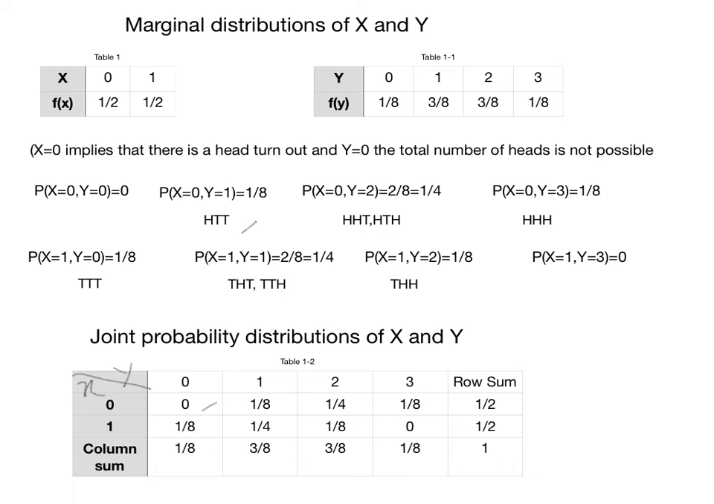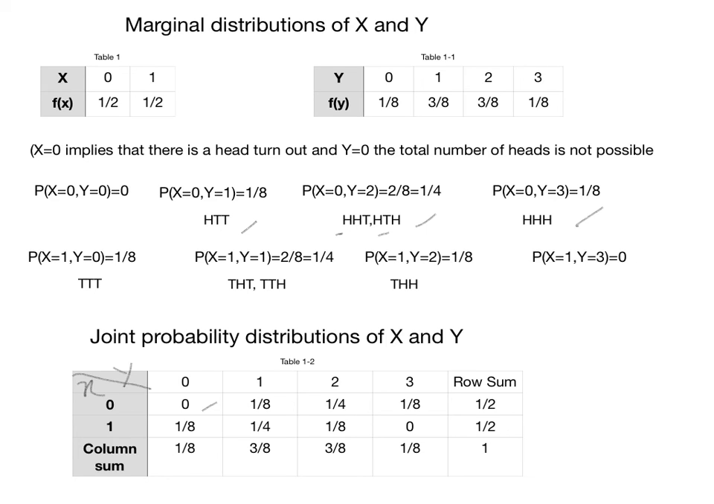Now when x is 0, y is 1, the only possibility is that the first is head and the remaining are tails, because y also needs only one head, so it's 1 by 8. Now when x is 0, y is 2, the first coin should be head and there should be 2 heads in the outcomes. So these two are the possibilities, so it is 2 by 8, or 1 by 4. Similarly, when x is 0, y is 3, it should be all heads, that is only one possibility. It is 1 by 8.